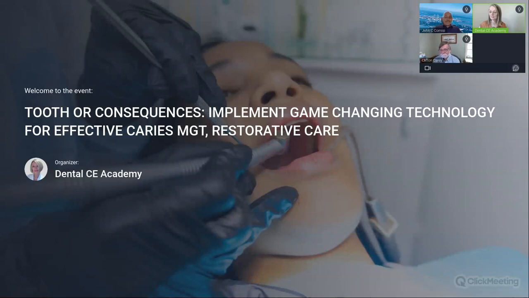Absolutely. Anything that encourages the biofilm to accumulate and grow and thrive is going to have an effect overall, I believe, on the chance of developing secondary caries. So, yes. Okay.